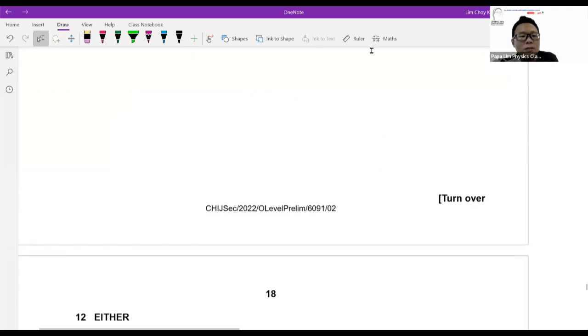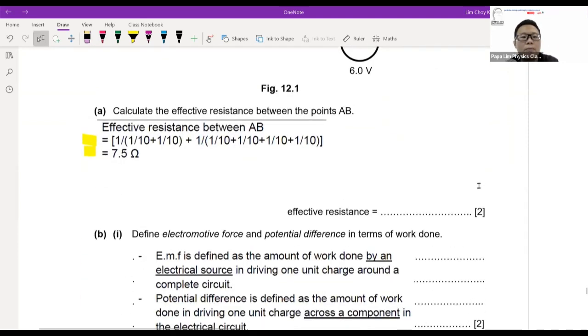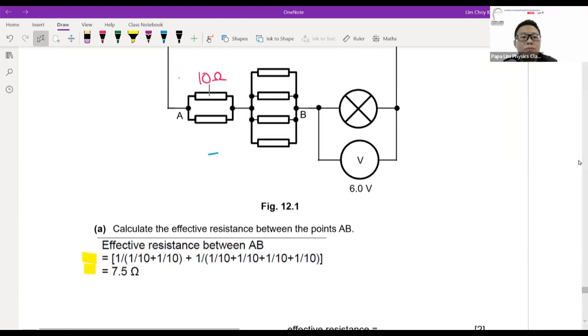Okay, so now this is question 11. So let's move on to question 12. For question 12 either, based on the question, there are 6 identical resistors, 10 ohm each. They are arranged in some arrangement connected with the light bulbs and batteries. Based on the question, you are supposed to calculate the effective resistance between AB. I want the final resistance between this AB.